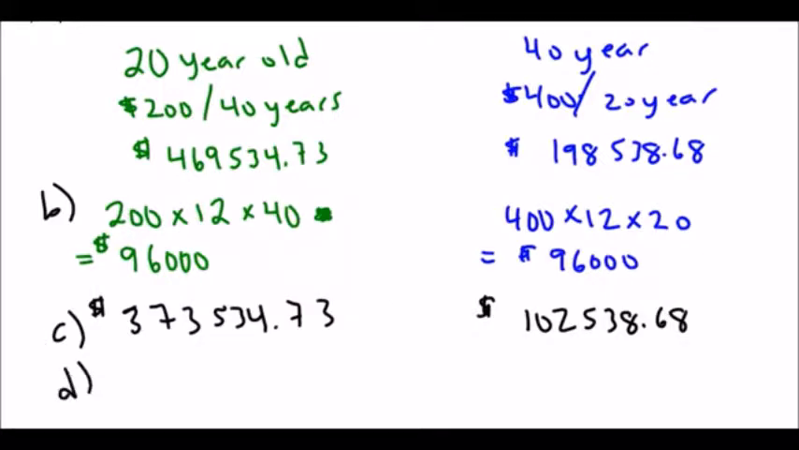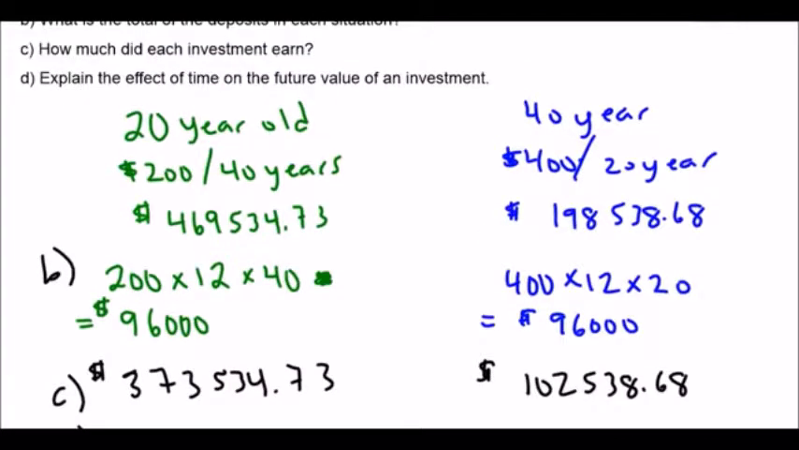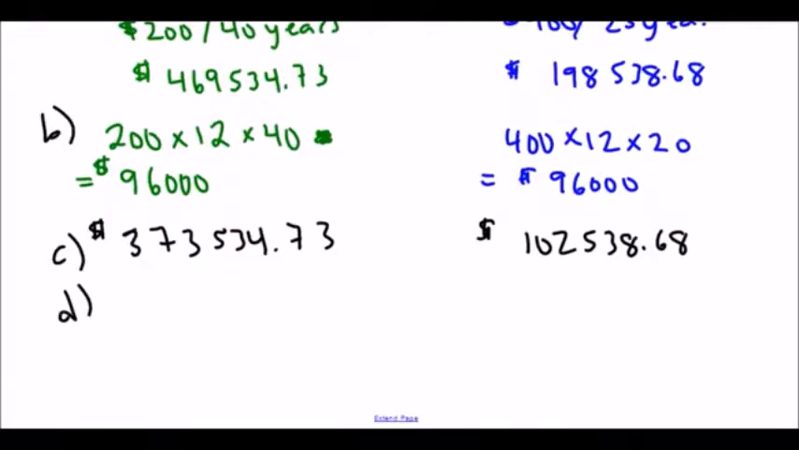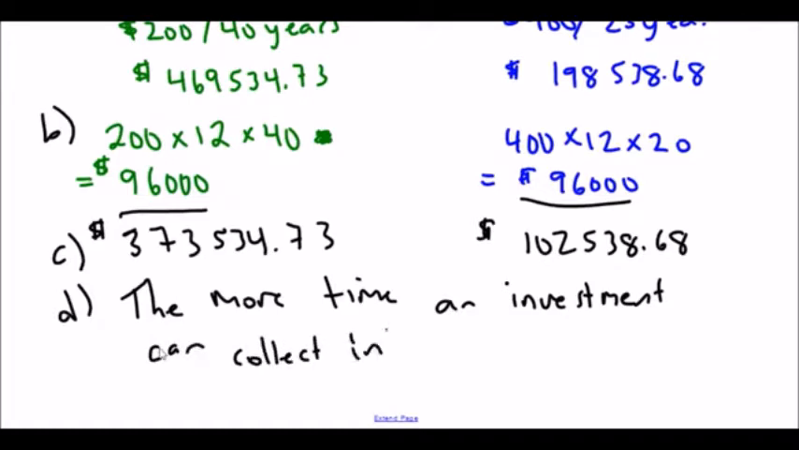And that's why part D of this question exists: to get you to reflect on the impact of time on the future value of an investment. These people both invested the same amount of money, but that extra 20-year difference made a huge difference. The more time an investment can sit and collect interest, the better.